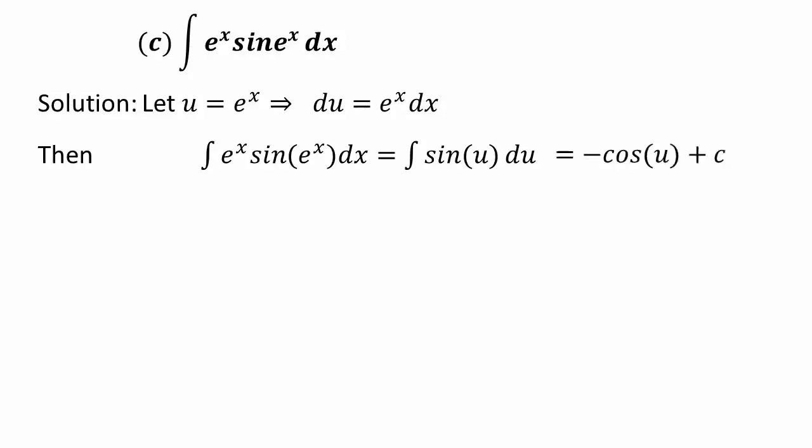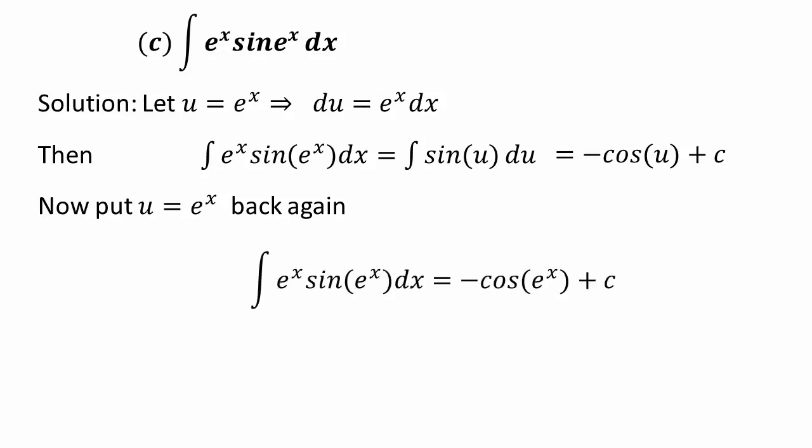As we know, integration of sine u is equal to minus cos of u plus constant of integration c. Now put u equal to e power x back again. So we can write integration of e power x sine e power x dx is equal to minus cos e power x plus c.